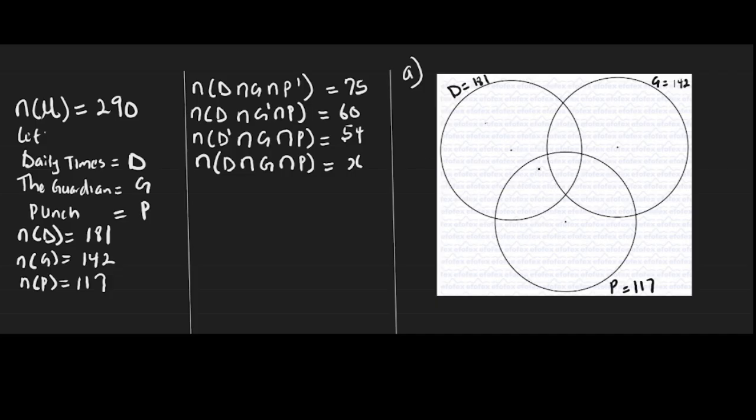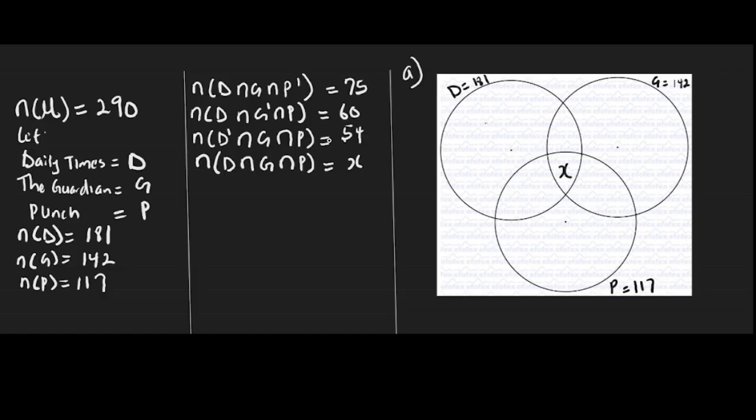Now, before we proceed, in the question, we are not given the number that read the three papers. That is, the intersection of the three papers is not given. And this region here is the intersection of the three papers, those that read Daily Times, Guardian, and Punch. That is what is denoted with X here. When it comes to a three Venn diagram, we always get that part first. As far as this question is concerned, it's not given. So we denote that with X.